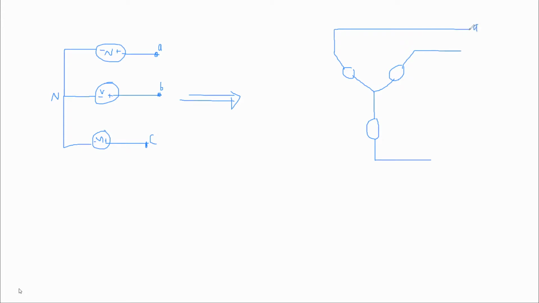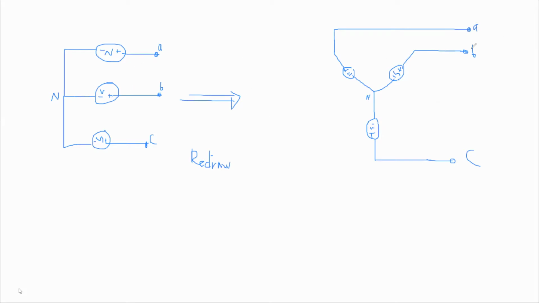This is the point A. This is the point B. This is the point C. This is the neutral. So this is the first source. The positive here, the negative here. This is the second source. And this is the third source. So I just redraw this one to be like that. It's exactly the same.